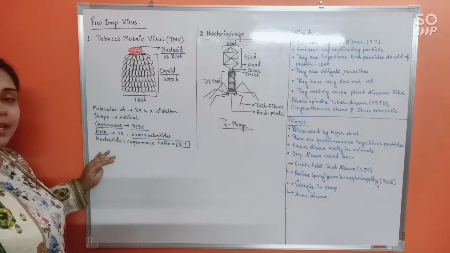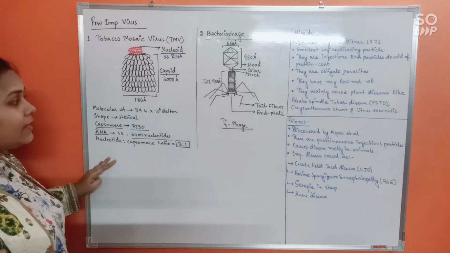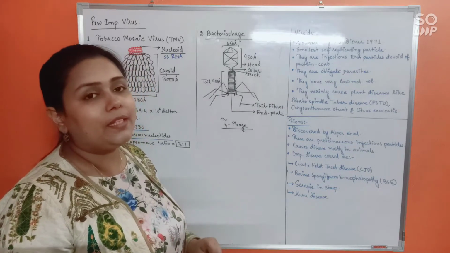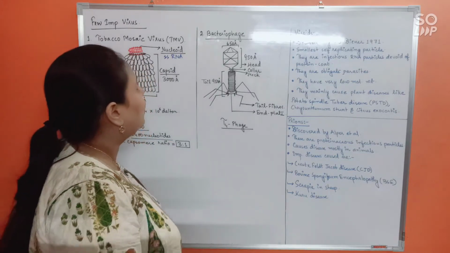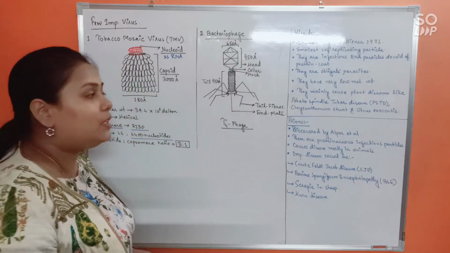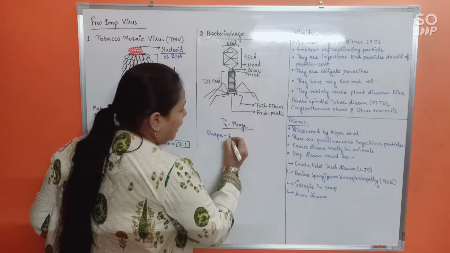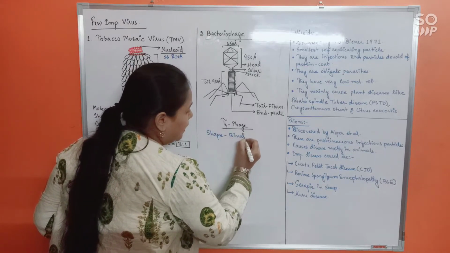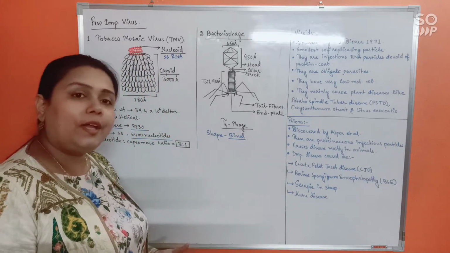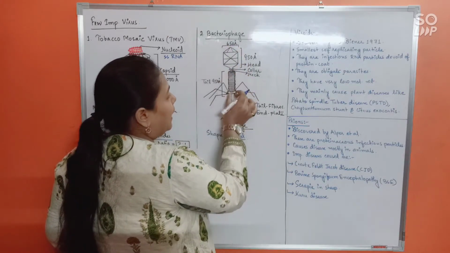So this being said regarding the first virus to be discovered, the TMV, next let us move on to a bacterial virus which is also called bacteriophage. Now, a bacterial virus or bacteriophage has a binal shape, okay? Shape is binal. Binal shape means something that is a combination of cuboidal and helical. So it has a cuboidal head and a helical tail.